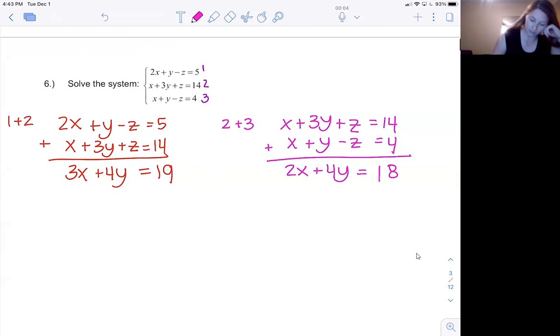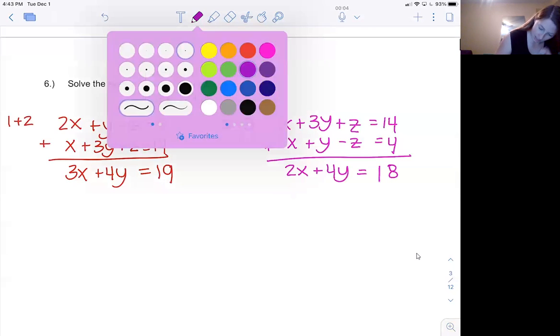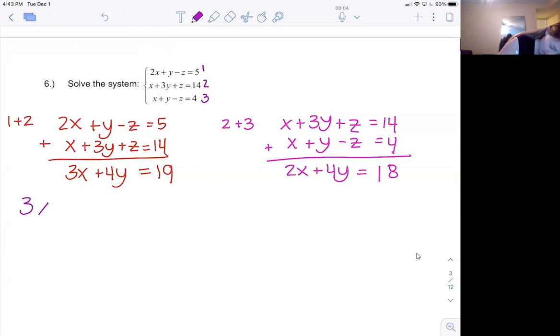Okay, so now I have two equations. I got 3x plus 4y equals 19, and I've got 2x plus 4y equals 18. Earlier I said 14y, but this isn't supposed to be 14, this is supposed to be 4.